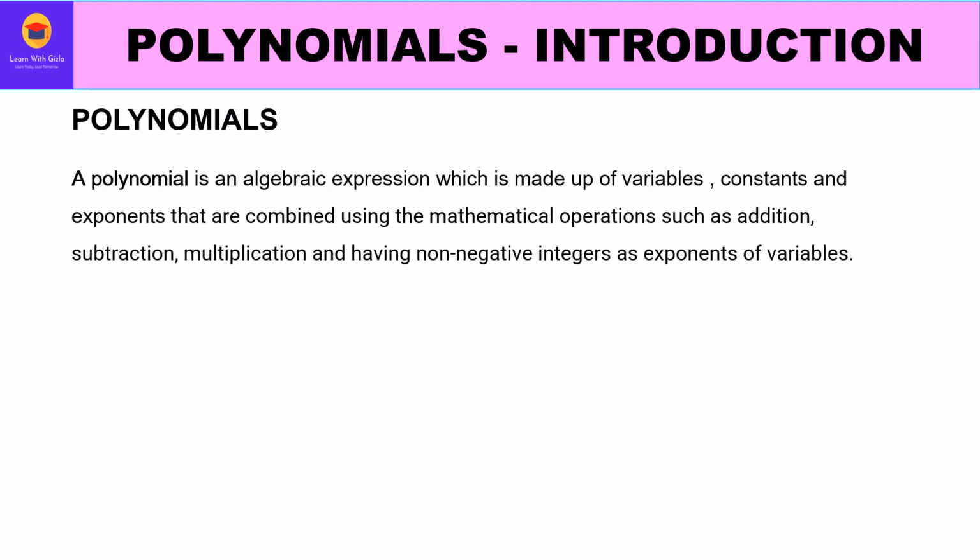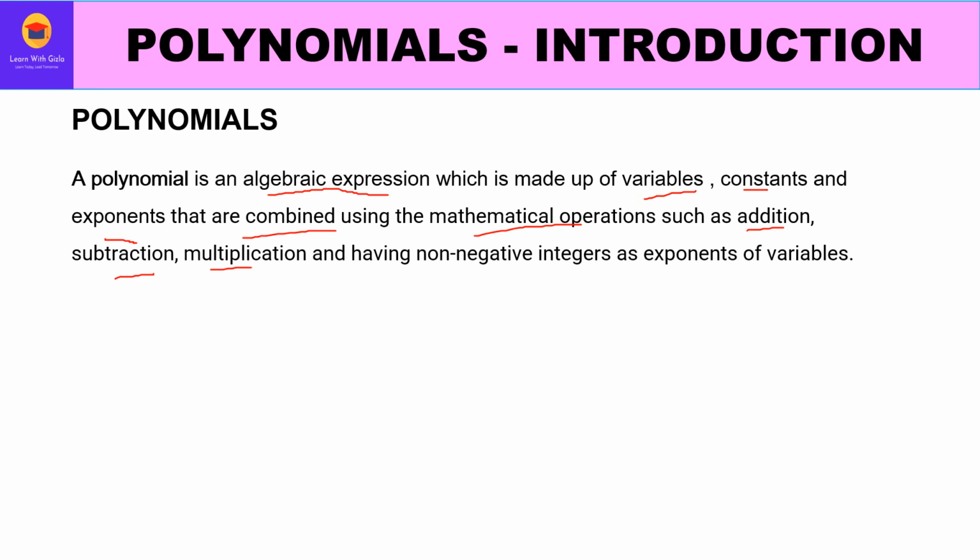So next comes polynomials. What are polynomials? A polynomial is an algebraic expression which is made up of variables, constants and exponents that are combined using the mathematical operations such as addition, subtraction, multiplication and having non-negative integers as the exponents of the variable. Now what does it mean? It means that polynomial is also an algebraic expression which is made up of again three things: variables, constants and exponents, and they are also combined using mathematical operations such as addition, subtraction, multiplication but not division. They do not involve division. Very important point to note.